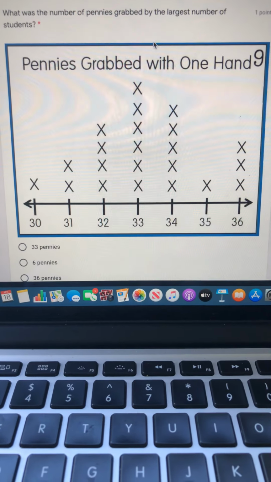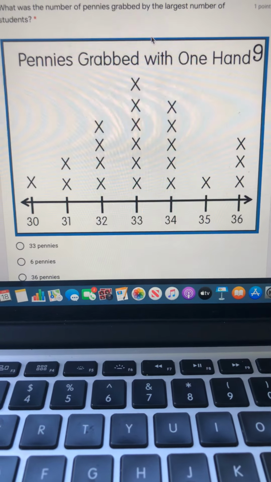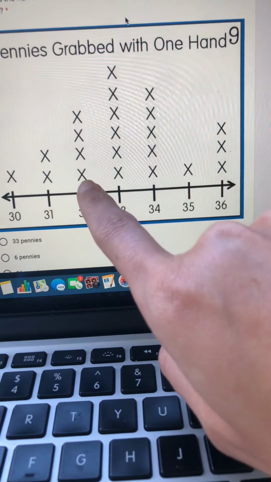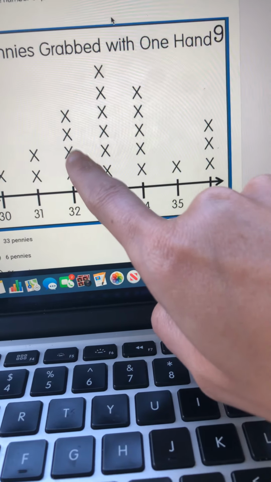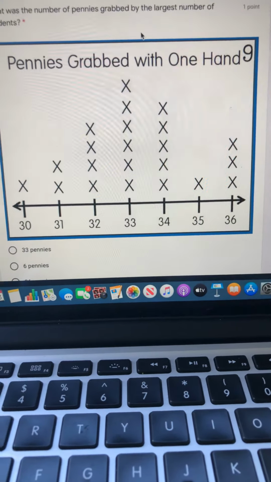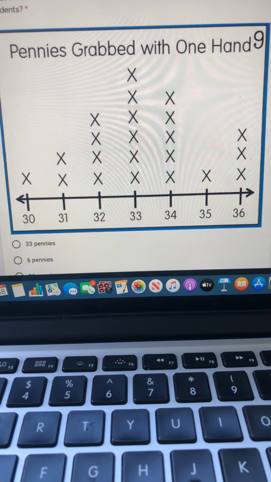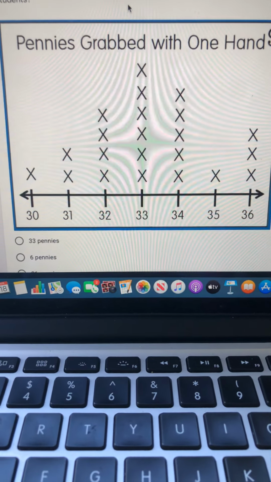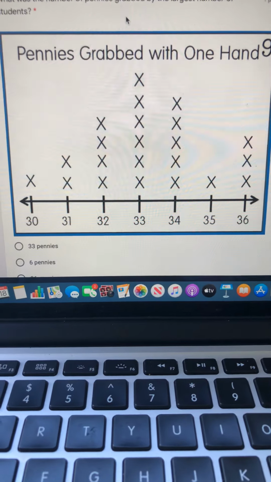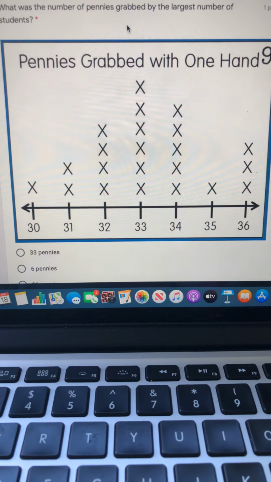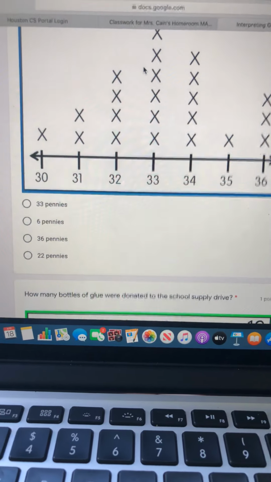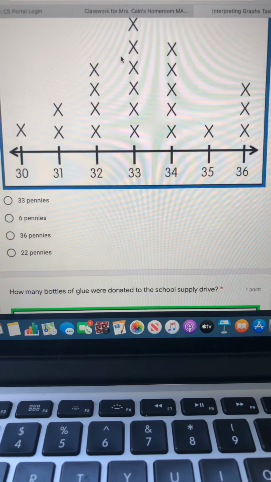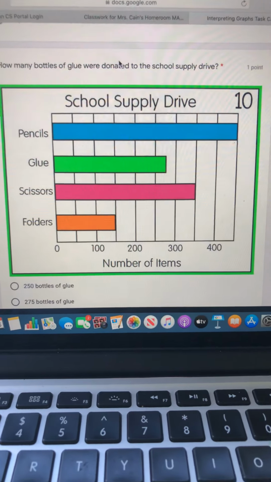All right, so the next graph is pennies grabbed in one hand. And then at the bottom, you see the different numbers of pennies, and then each X represents one student. Okay, so what was the number of pennies grabbed by the largest number of students? So how many pennies had the most amount of students grab them in one hand? Was it 33 pennies, 6 pennies, 36 pennies, or 22 pennies?